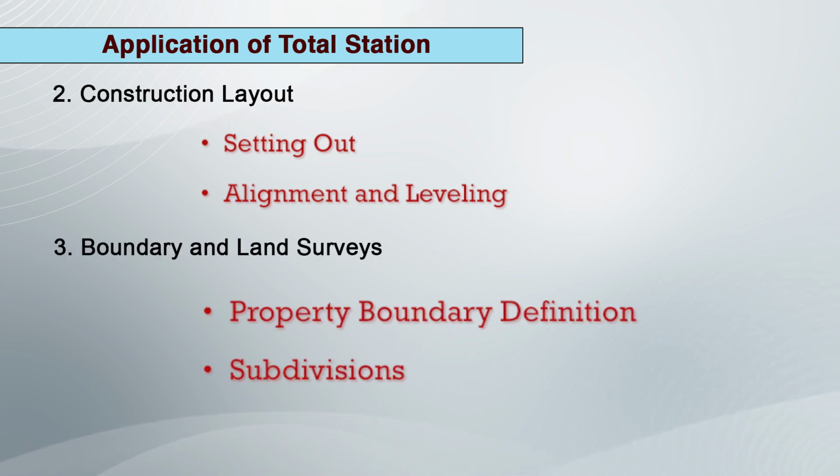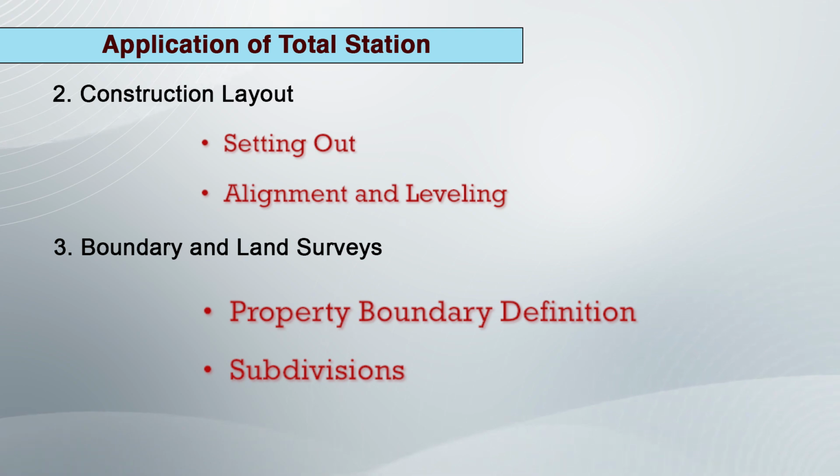The third application of the total station is boundary and land survey. The first application of boundary and land surveys is property boundary definition. Total stations are used in cadastral survey to define and record the precise boundaries of the properties. This information is crucial for legal and real estate purposes.